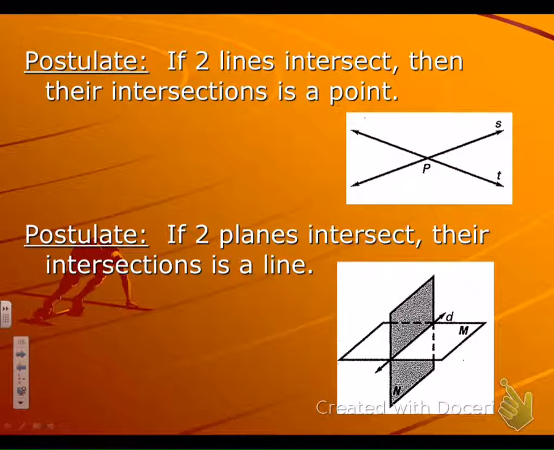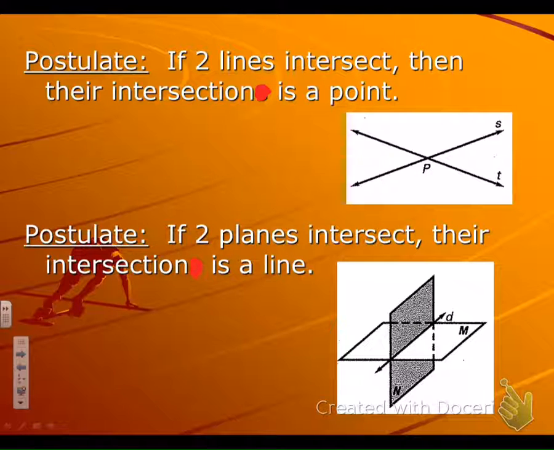Alright, our first postulate, which remember, a postulate is a statement that we accept without a proof. So we just accept that these things are true without much of an explanation of why. First one: if two lines intersect, then their intersection is a point. Sorry about that typo. I didn't make these PowerPoints, I just used them, but I do appreciate whoever made them.